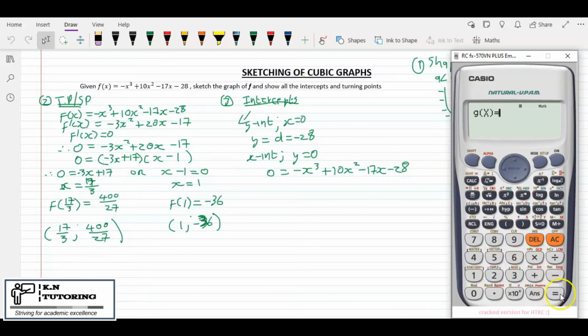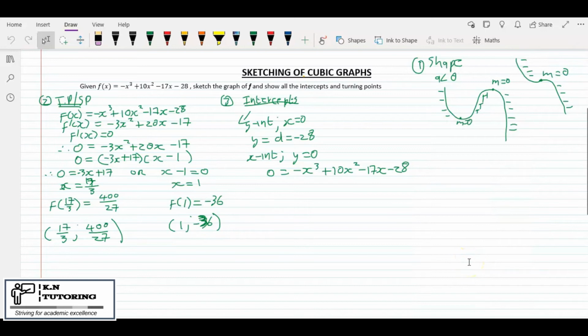We are not worried about g of x. I'm going to start at minus 5. It's always advisable to start from negative 5 to positive 5, and the step is 1. Then I'm going to move to my f of x, which is the same as y. I will look for a 0. There it is. So it says f of x is 0 when x is equal to negative 1.